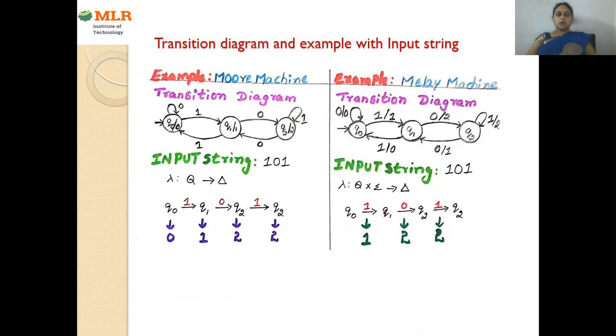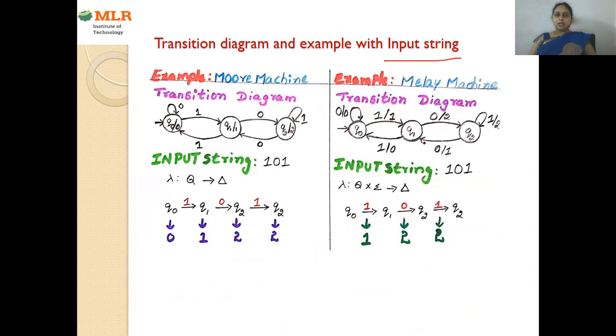Not only this, let us see an example of representing an input string and how it differs, with the plus 1. Observe this transition diagram representing a Moore machine. If you observe the states, here the states are represented with outputs: Q0 with output 0, Q1 with output 1, and Q2 with output 2.